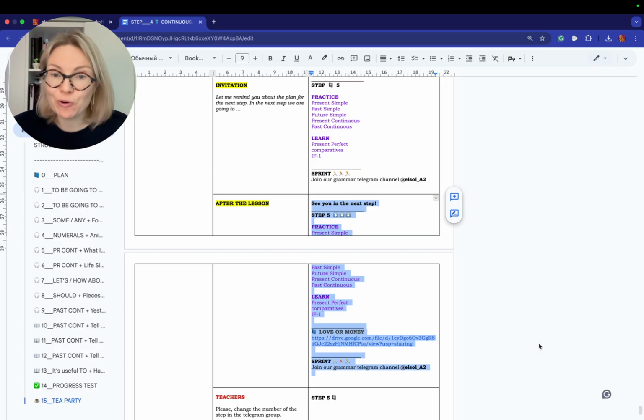I hope that you enjoyed the step because the step was devoted to different small peculiarities of grammar and also present continuous and past continuous. And see you in step 5.